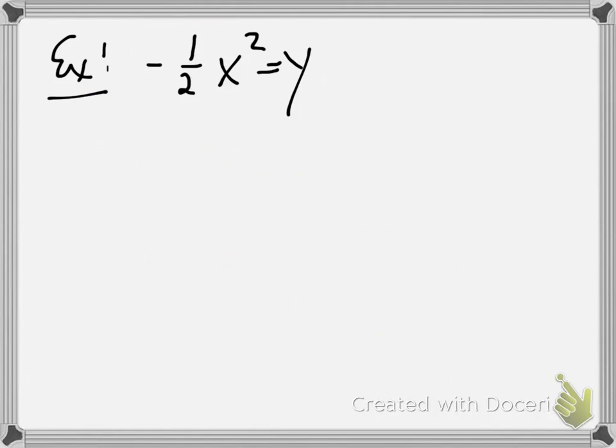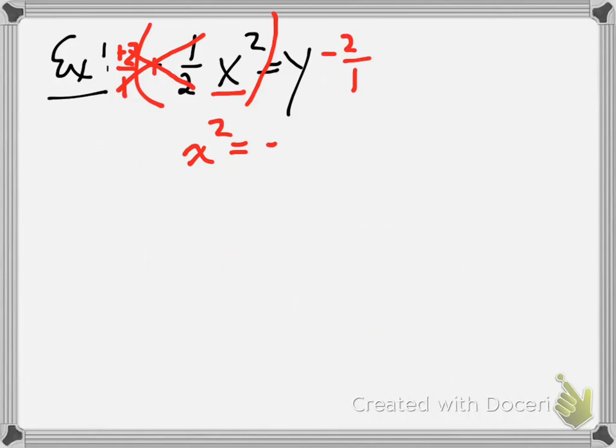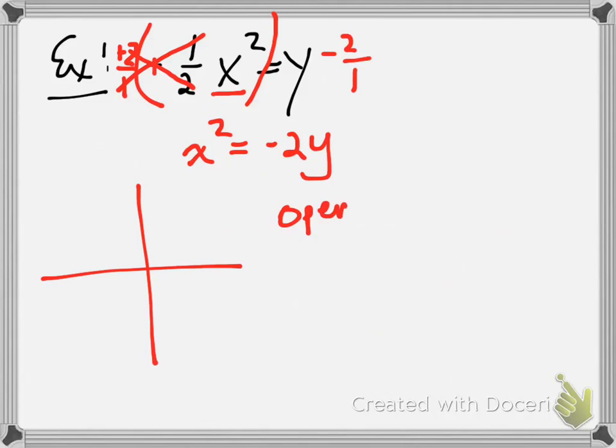So here's my example. I have negative 1/2 x squared equals y. And like I said, the x squared part is supposed to be by itself. So I'm going to start off by multiplying both sides by negative 2 over 1, because that's the reciprocal of negative 1/2, and it cancels everything out and leaves me with x squared equals negative 2y. The fact that this is negative automatically tells me that this is going to open downward. So it's going to open down.